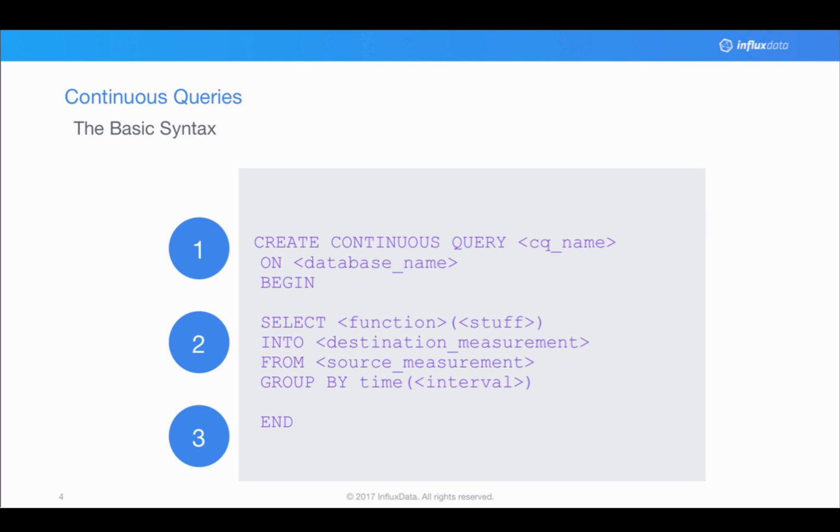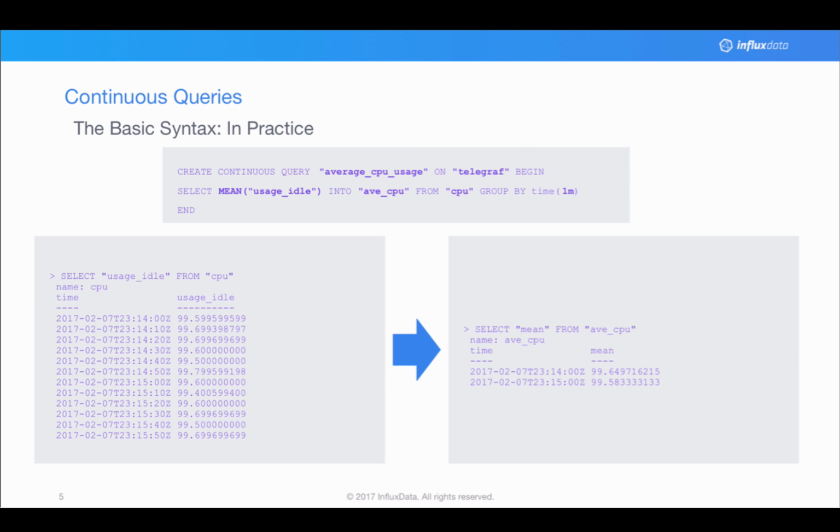So here's the basic continuous query syntax. We would want to create continuous query name on a database. And then we have our query that we're going to run in there, and that query must have an into clause. So into tells the query what to do with the data. Otherwise, it would just sort of go away. The group by time is also important. That controls how often the CQ runs and over how much data.